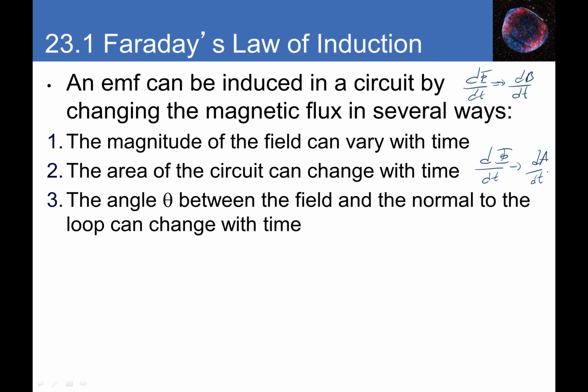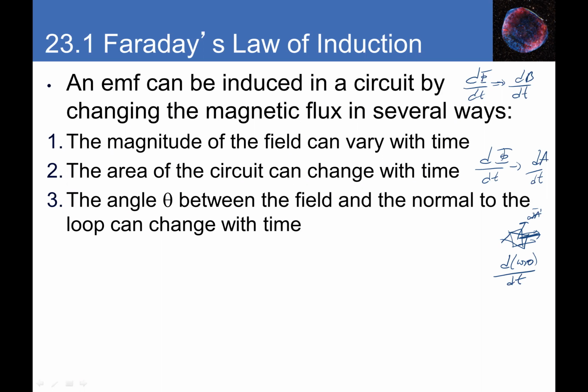Or I can change the angle. Let's say I have this orientation with this magnetic field. Then I can change the orientation, where here's the vector dA and here's the magnetic field. So I'm changing the orientation, and then you have the cosine of theta as a function of time. So I can have that.